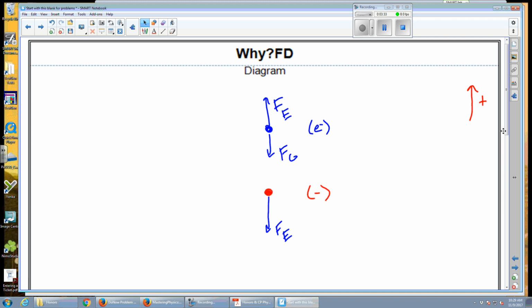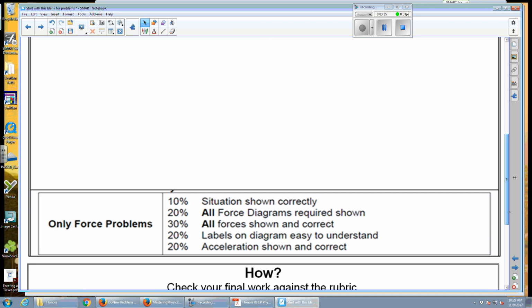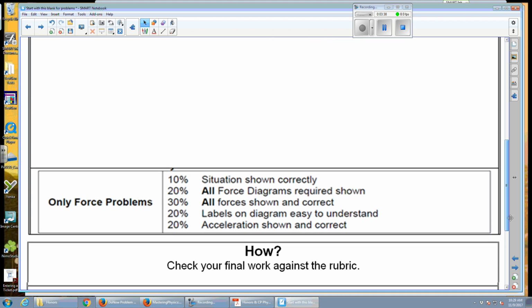All right, so I think if you look at the rubric, I hit all the points. I showed the situation. I did all the force diagrams required because I'm only interested in the electron, so I did one of the electron. Force is shown and correct. Yay. Labels on the diagram were easy to understand? I think so. Acceleration shown and correct.